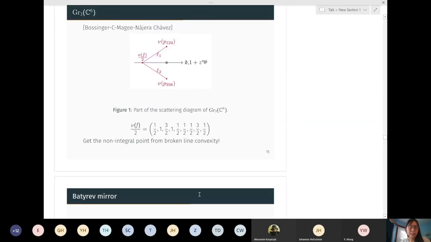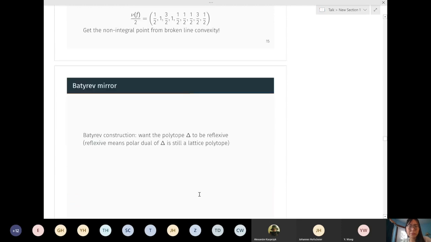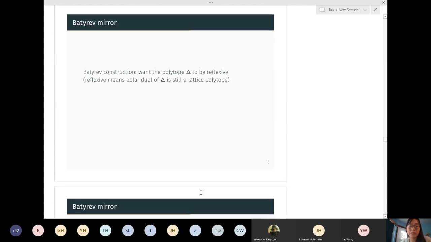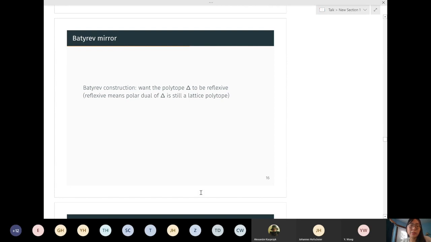This is just evidence, but then let me tell you why we care, like in the beginning, why we care about this positive polytope.